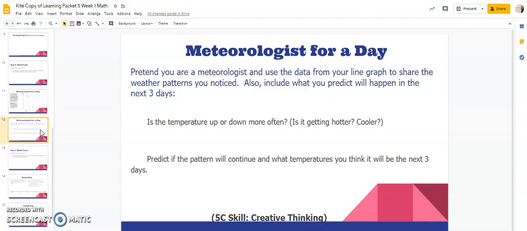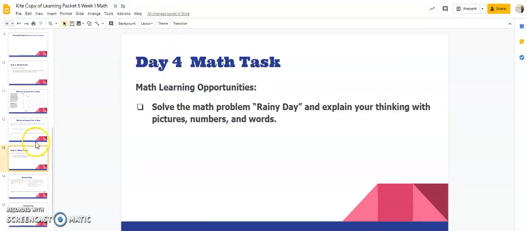Now the question you need to ask is, you're going to pretend you're a meteorologist and you're going to use the data from your line graph to share weather patterns you noticed. Also, you're going to include your predictions for what will happen in the next 3 days. Something to think about: is the temperature going up or down more often? Is it getting hotter or cooler? What's the pattern you notice? Then you have to predict if the pattern will continue and what temperatures you think it will be for the next 3 days. We know that the temperature is going to be a little different and vary slightly, so your temperature shouldn't be the same for all 3 days, but they might be close together.